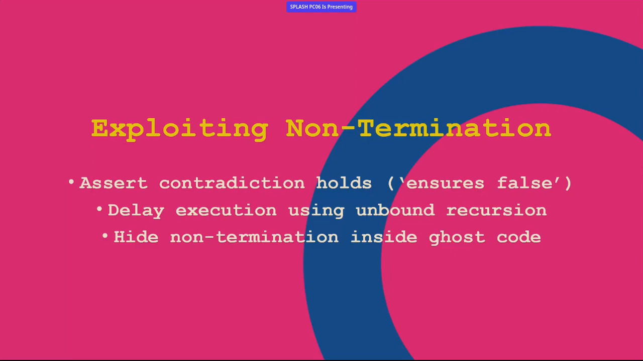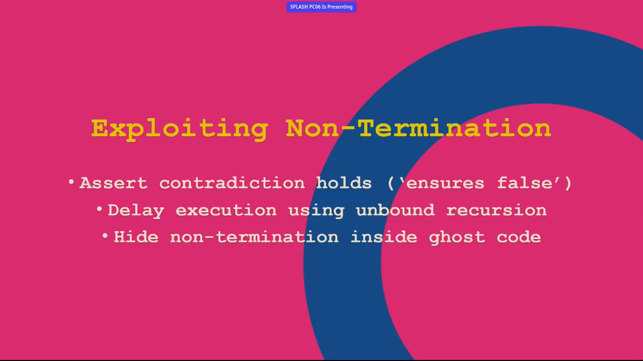So we would always start off with a method or function that asserts that some contradiction would hold. And in every example of this, we would write ensures false on that method. And we then want, at some point in the code, to call this. To do this, we would actually delay the execution in some way so that the function or method would never exit.